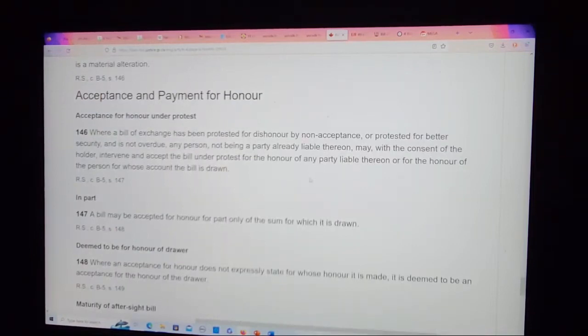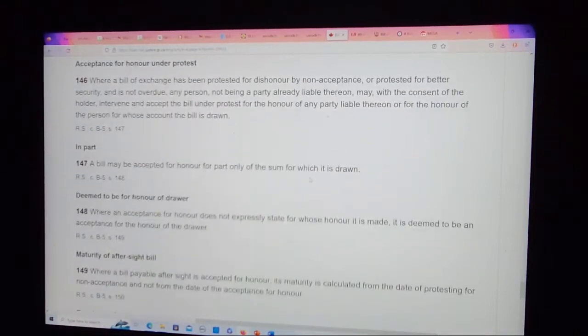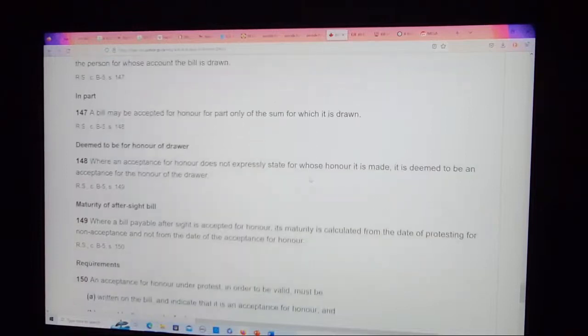Acceptance and payment for honor. Acceptance for honor under protest. 146. 1. Where a bill of exchange has been protested for dishonor by non-acceptance, or protested for better security, and is not overdue, any person not being a party already liable thereon may, with the consent of the holder, intervene and accept the bill under protest for the honor of any party liable thereon, or for the honor of the person for whose account the bill is drawn.